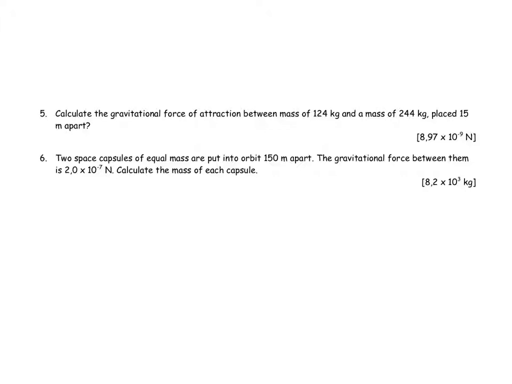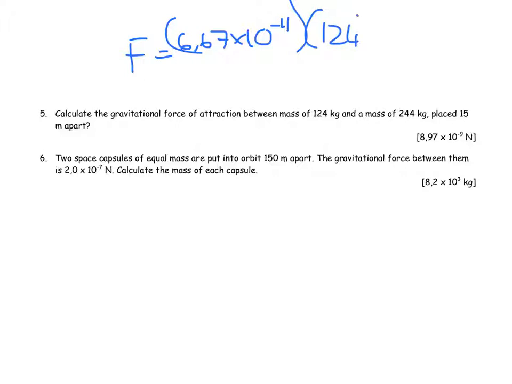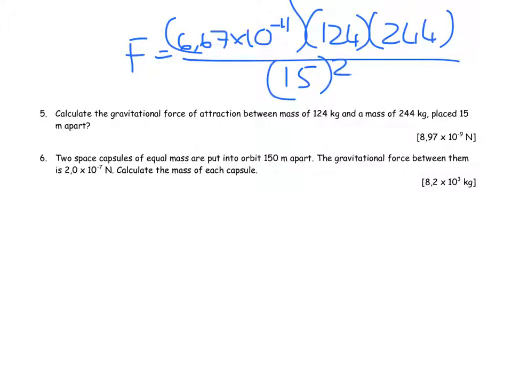Calculate the gravitational force of attraction between a mass of 124 kilograms and another mass of 244 kilograms that are 15 meters apart. It's a simple substitution. F is equal to 6,67 times 10 to the negative 11 multiplied by 124. Yay, it's already in kilograms. 244. Yay, it's already in kilograms. 15. Yay, it's already in meters. Don't forget to square it, and you land up with that answer.